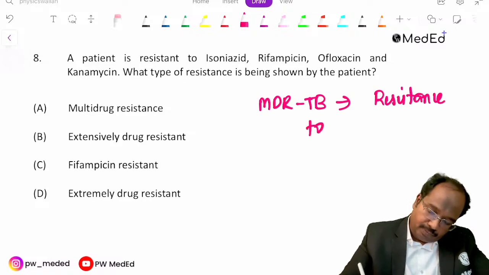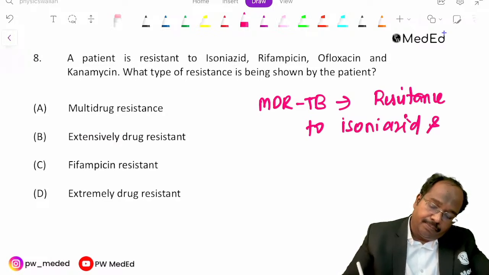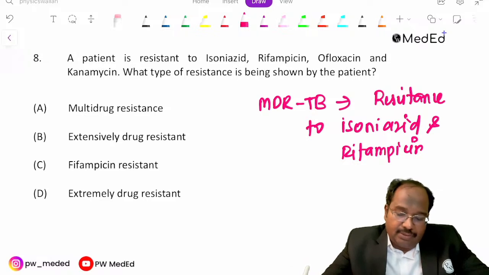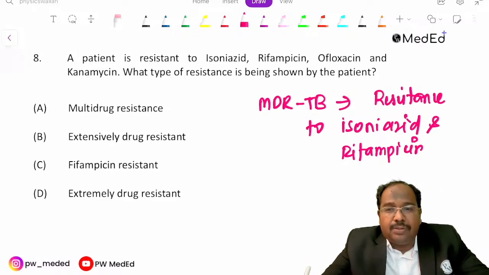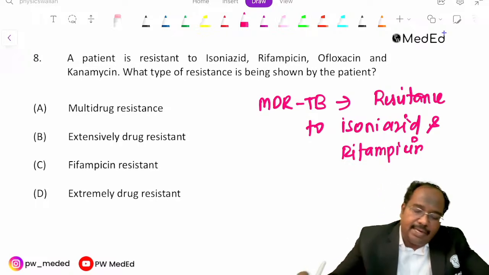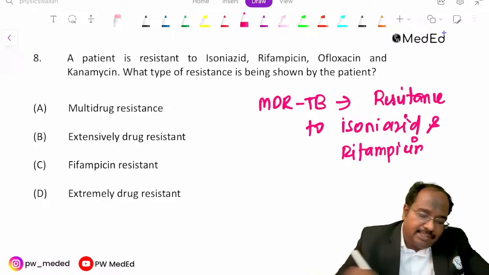MDR means resistant to isoniazid and rifampicin, guys. So the first is multi-drug resistance. The second is extensively drug resistant TB, and the answer is this one.